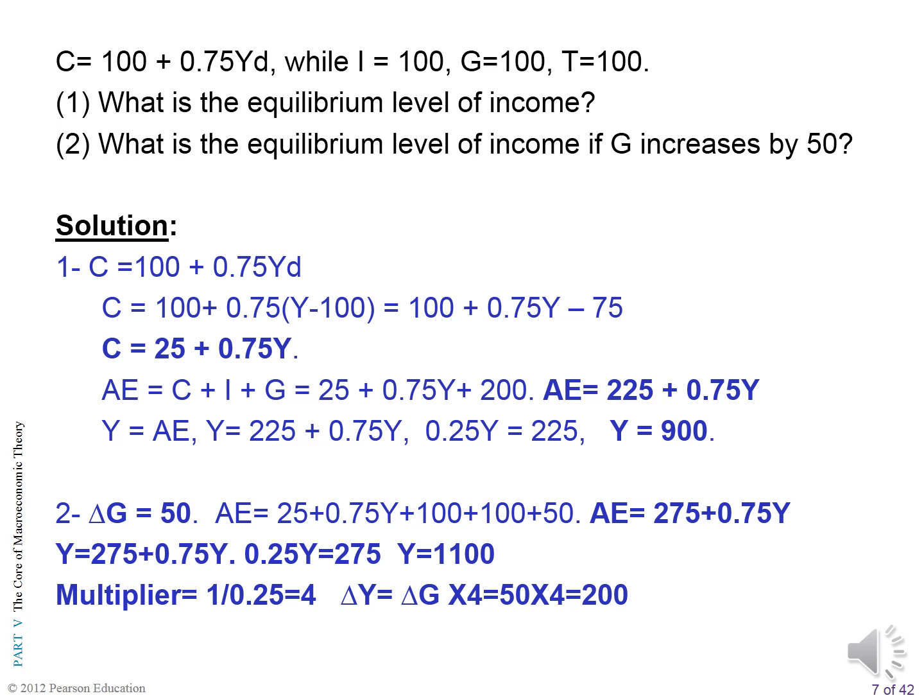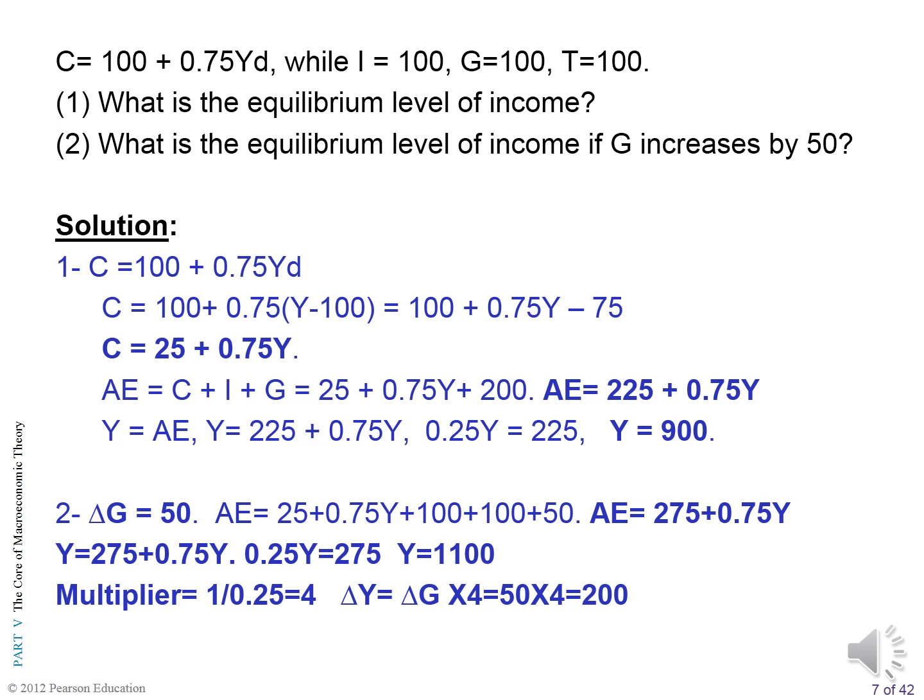الطريقة الأسهل اللي أنا أجيبها بالمالتبلاير. المالتبلاير زي ما أنا عارفة من الكونسامشن فانكشن 1 over marginal propensity to save يبقى 4. وأنا عندي دلتا واي، عايزة أجيب دلتا واي بتساوي إيه؟ بتساوي دلتا جي اللي هي هنا كام؟ 50 times 4 يبقى 200. اجمع إيه 200 دي؟ This is the increase in equilibrium income because of increase G or government spending.